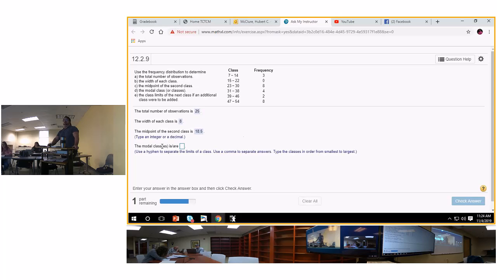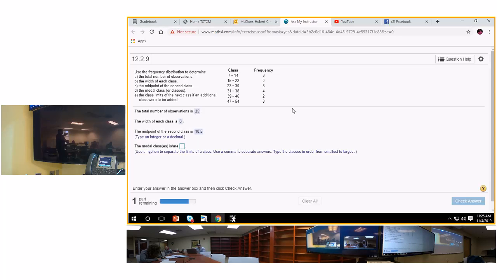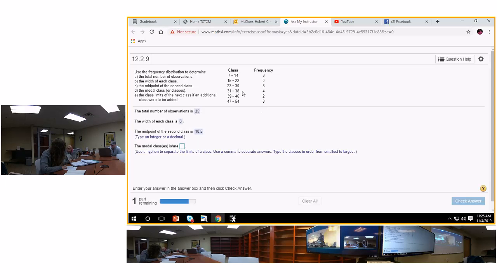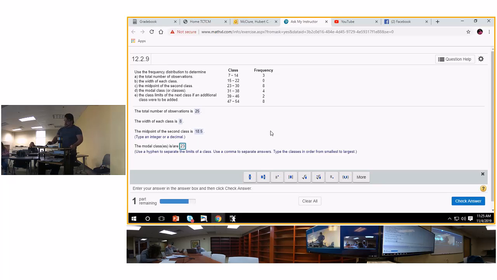The modal class, what shows up the most? How many shows up the most? In other words, blondes, brunettes, and redheads. If there was 6 brunettes and 6 blondes and 3 redheads, then the modal would be brunettes and blondes. So which one shows up the most? 47 to 54. And? 23 to 30. That's it. So you go 23 to 30, comma, 47 through 54.